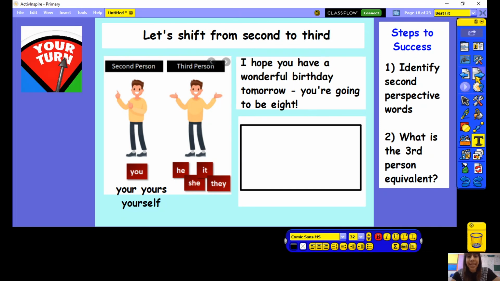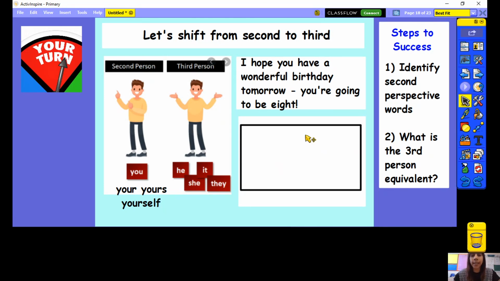So press pause now. I've got a sentence there for you, and then have a look at your steps. Identify the second perspective words, the second person perspective, and then change it to the third person perspective. And then I am going to reveal what my answer would be. So press pause now.